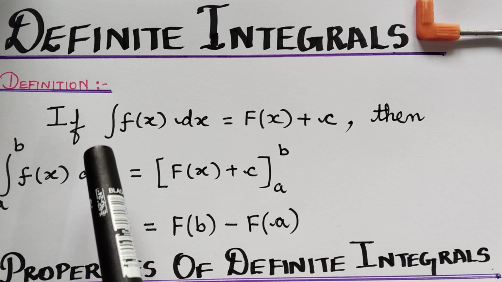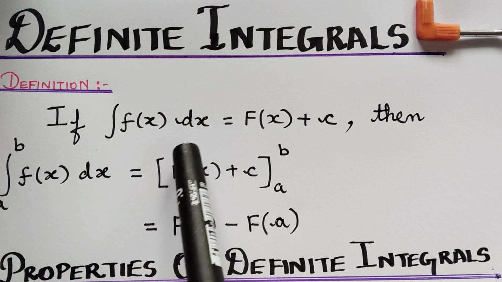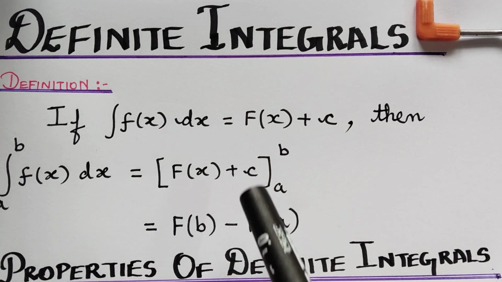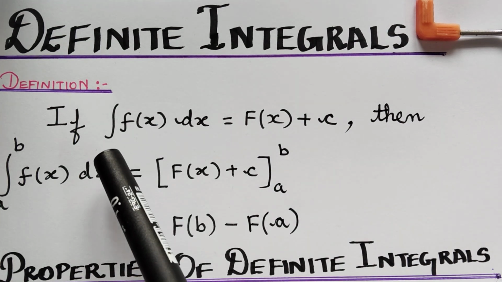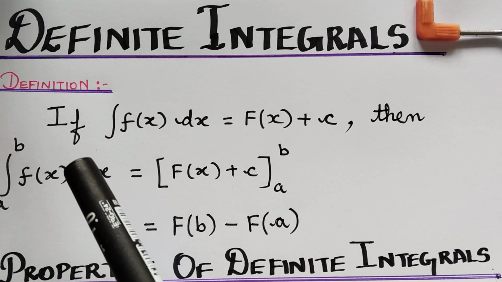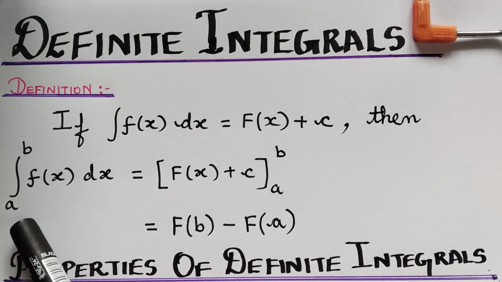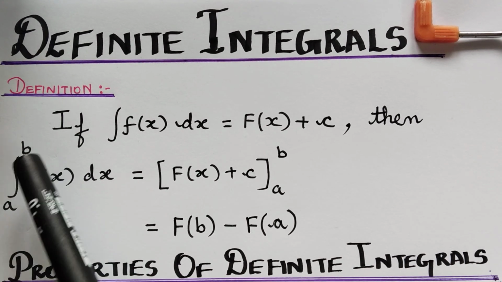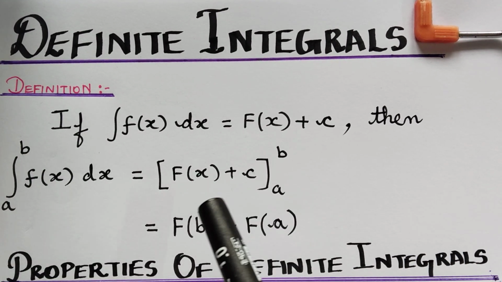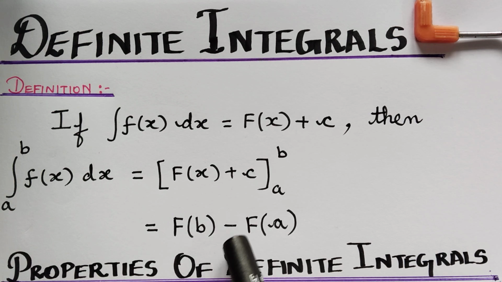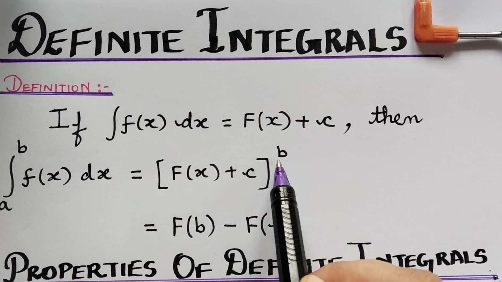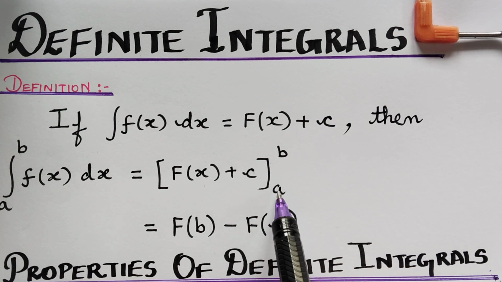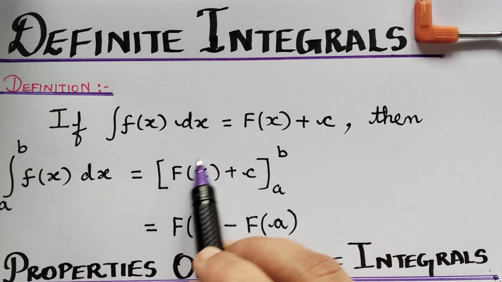Now, we are given an integral f of x dx, which on integration leads us to capital F of x plus c. Now, when we take limits for this integral, the lower limit being a and the upper limit taken as b, on integration, it gives us F of b minus F of a. This is because we have to apply the upper limit first minus the lower limit in this result.